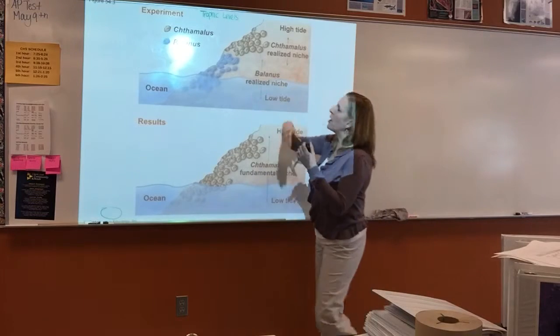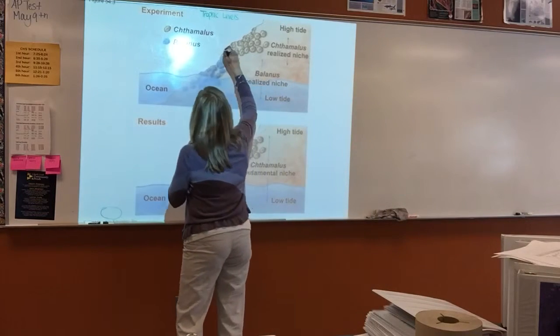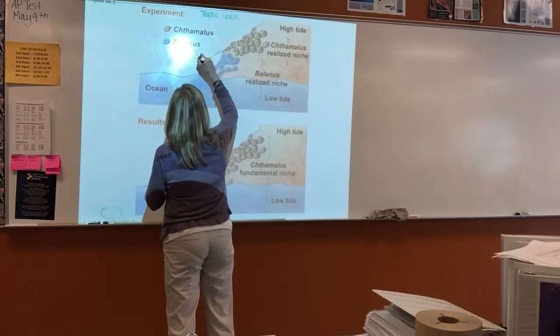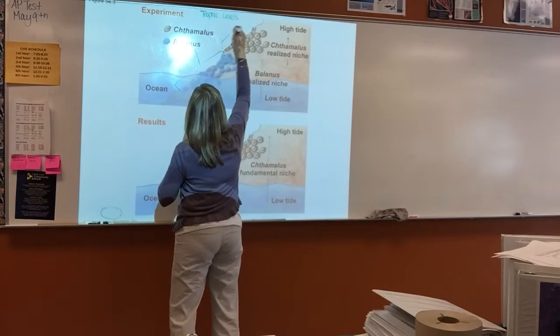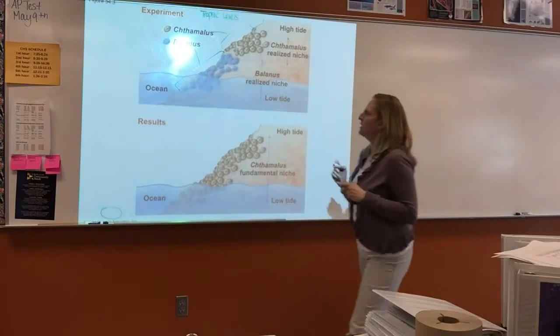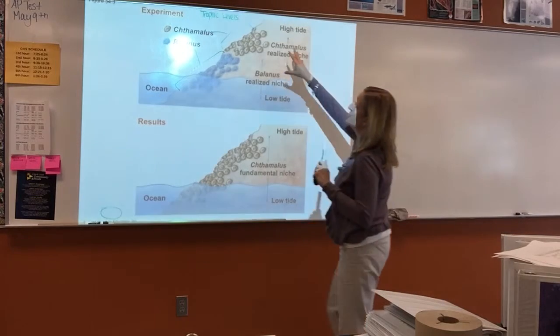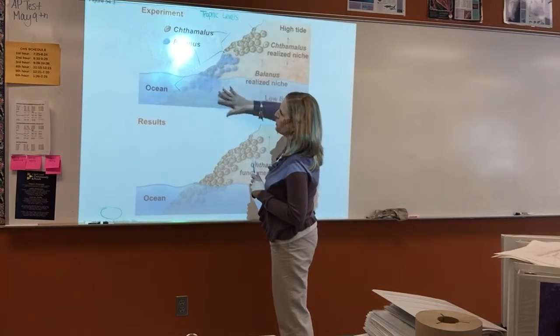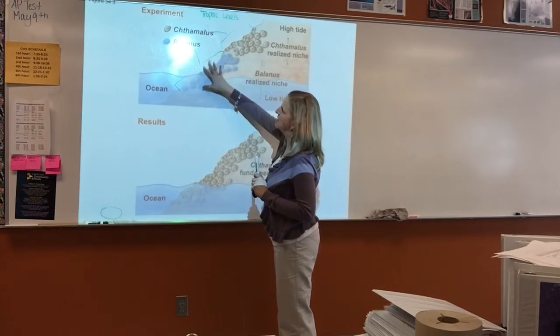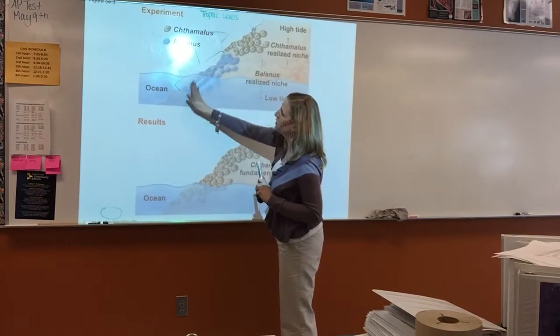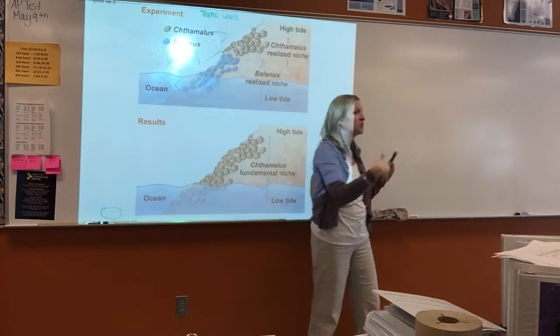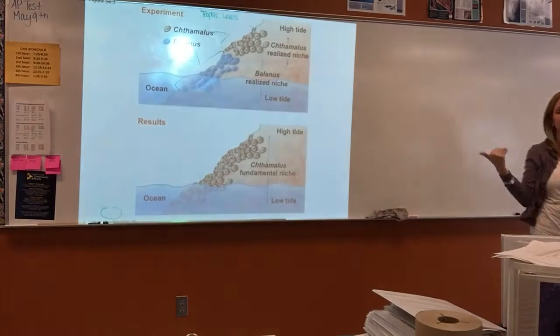Alright, so we have these two barnacle species here. Yours is not color-coded, so these guys are this right here, and these guys are this right here. This is where they actually live. So this is their realized niche. These guys live up here on the shore, kind of away from the water. These guys live nearest the water on the shore into the water. That's their realized niche. When you find them in their natural environment, that's where you find them.